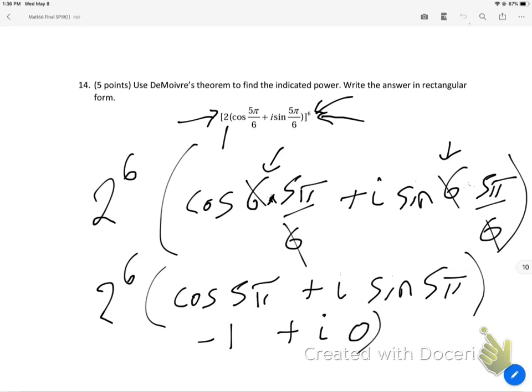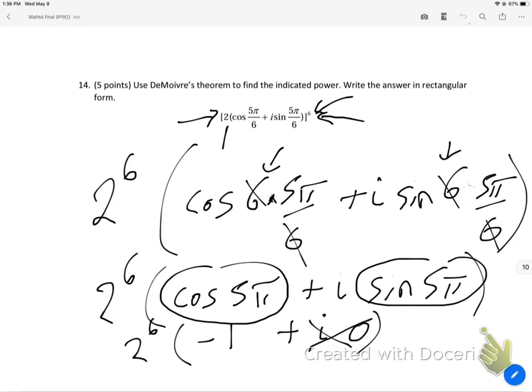So this is what I have. 2 to the power 6. This is -1. And this is 0. Well, 0 times anything is 0. So this is just 2 to the power 6 multiplied by -1. 2 to the power 6 is 64. Multiplied by -1. There is your answer. Okay? Again, that's from chapter 7.7.